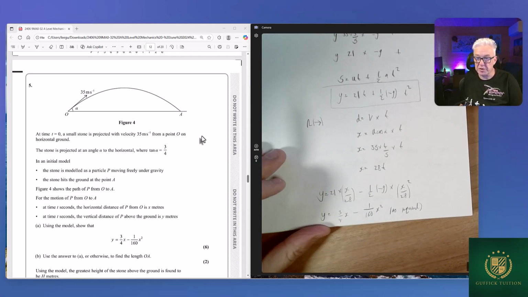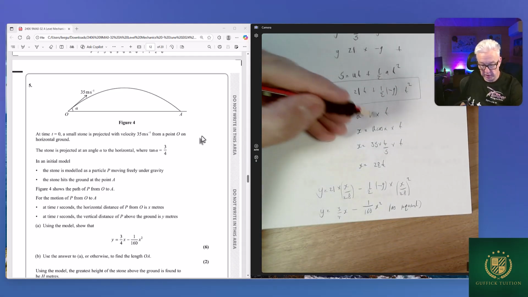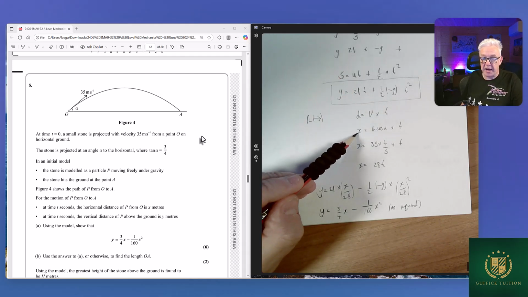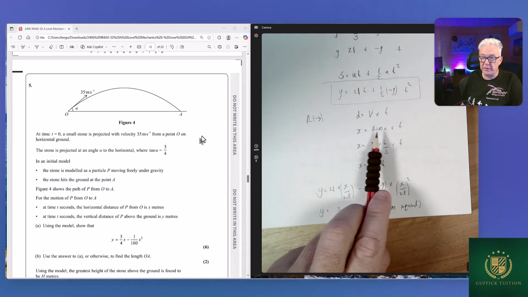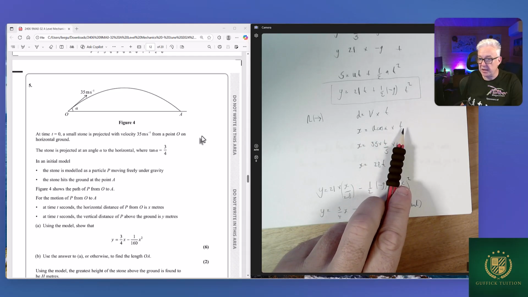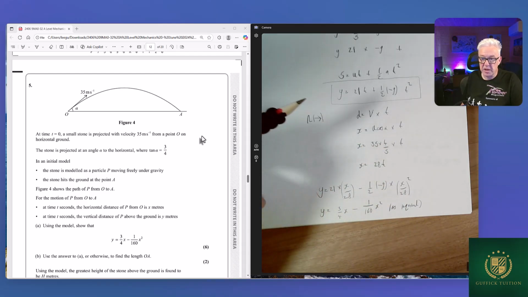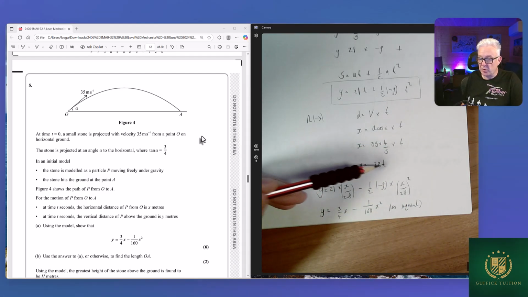So resolving horizontally, distance equals velocity times time. So the horizontal distance is x, and the horizontal component of the speed is u cos alpha. So x is equal to u cos alpha times t. Cos alpha is 4/5 as well from our triangle. Okay, so we've got x is equal to 28t.